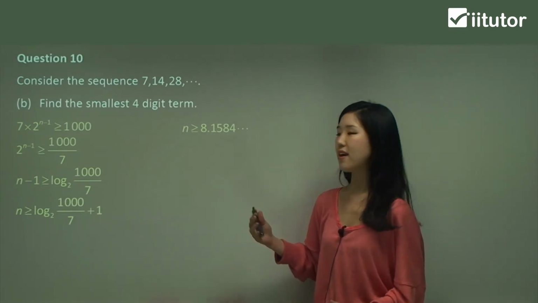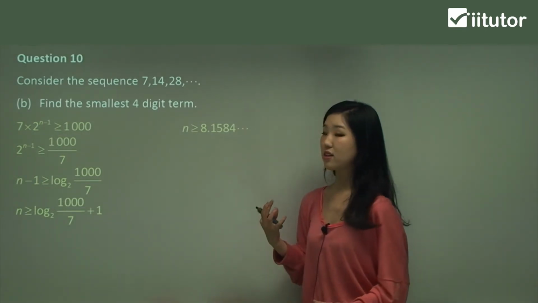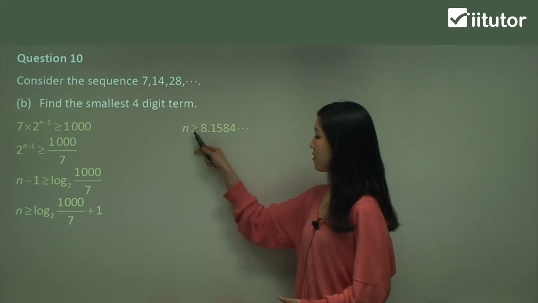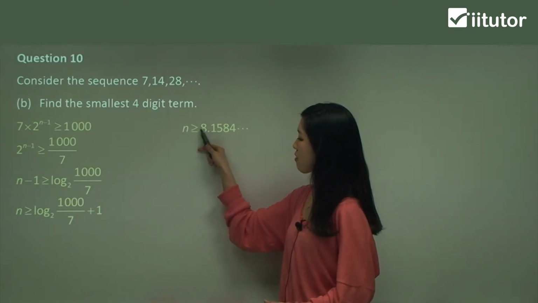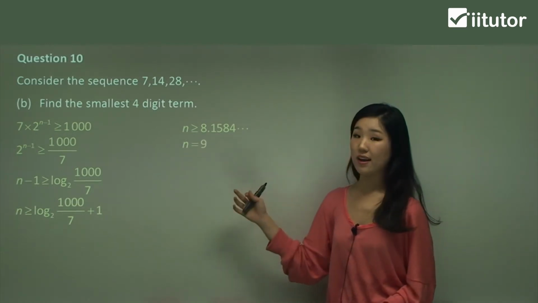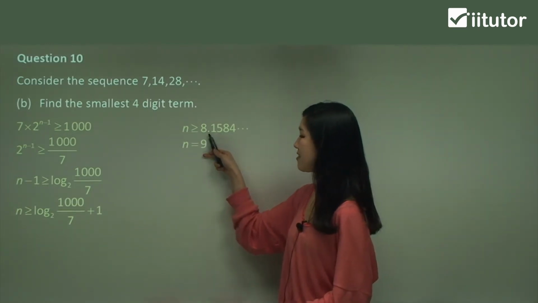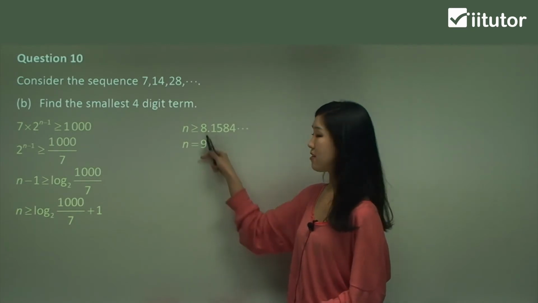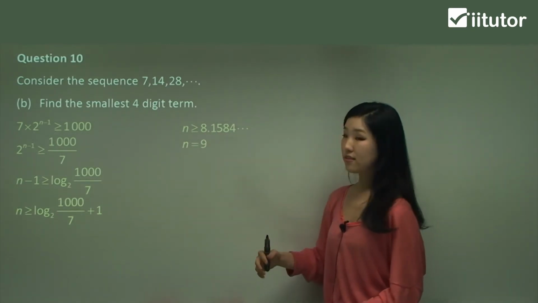It cannot be the 8.1584th term. That does not make sense, so we've got to find the closest integer that makes n greater than this number. n has got to be 9, because if n is 8, it's not greater than this, but 9 is greater, isn't it? So n is 9.